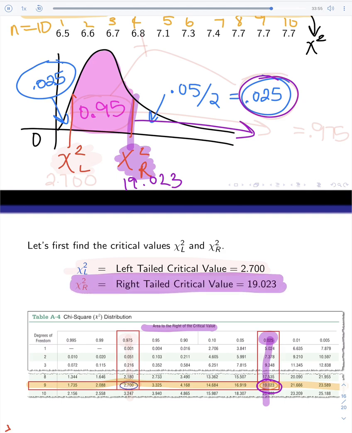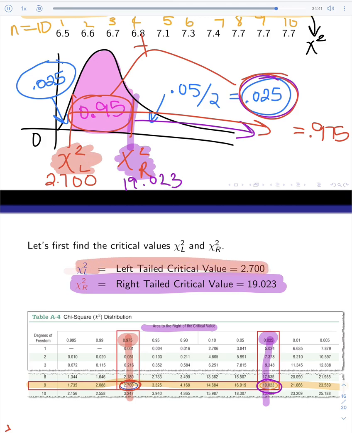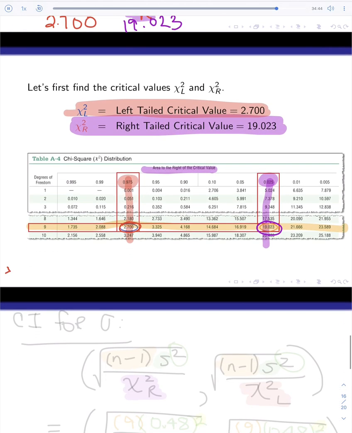Now we need the one on the left. Remember, the one on the left is a little bit more complicated because it needs the full area to the right again, which means you need the 0.025 and the 0.95 put together. Well, the 0.95 added to the 0.025 is going to give us 0.975. We'll still use the same degrees of freedom. That's not going to change. So we've got our new area, the 0.975 to the right, which gives us a chi-squared on the left of 2.700. So we've got both critical values now, the one on the left and the one on the right.